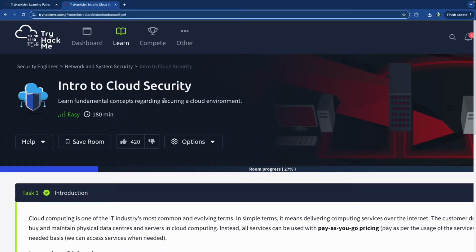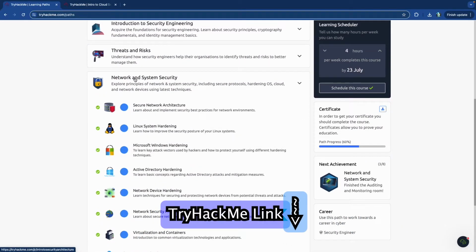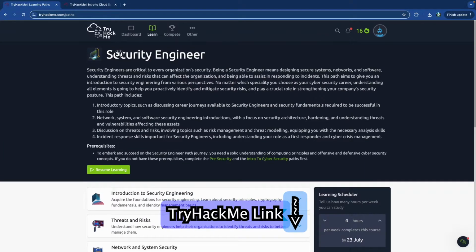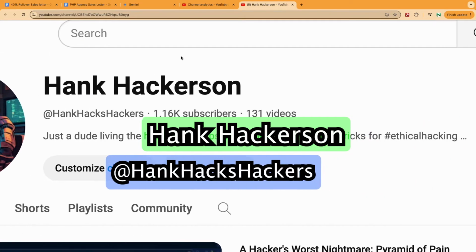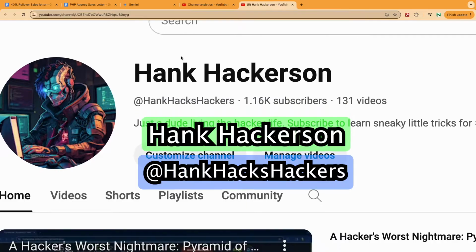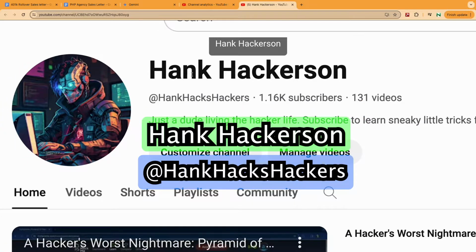Cloud Security. And this is a part of the network and system security module inside of the security engineer pathway of TryHackMe. This is your boy Hank Hackerson at Hank Hacks Hackers, your favorite network and system attacker / protector.